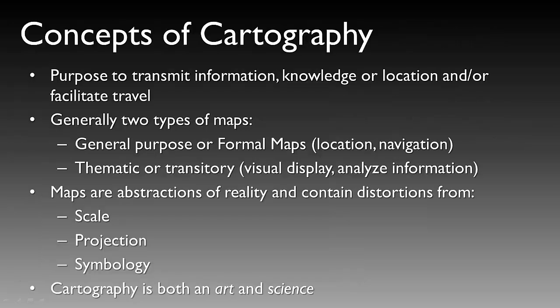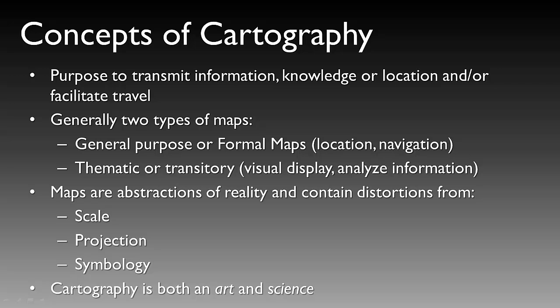Some basic concepts of cartography are that maps were meant to transmit information and knowledge and facilitate travel. We generally find that there are two types of maps. There's a general purpose or a formal map that identifies location and navigation, or what we call a thematic or transitory map that is used for visual display and analyzing information.